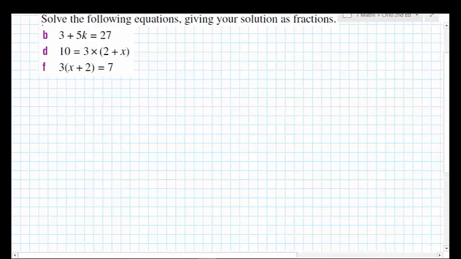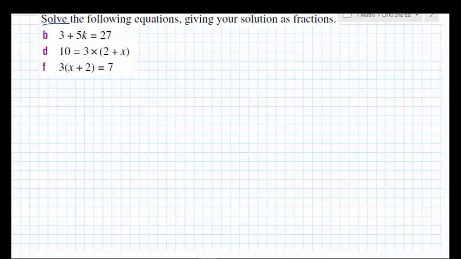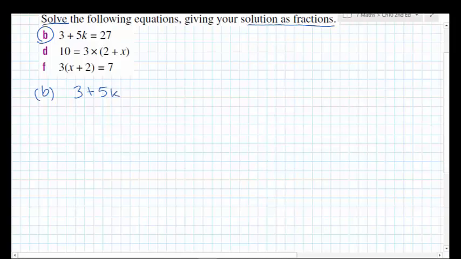So this question here wants me to solve the following equations and giving my solution as a fraction. Okay. So let's have a look at B. So with B I have 3 plus 5k equals 27.